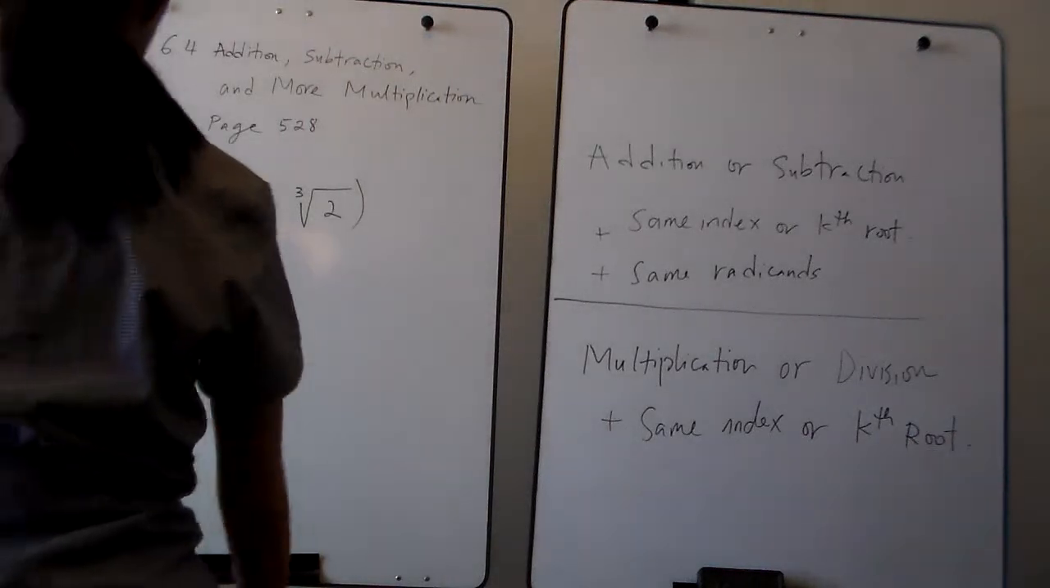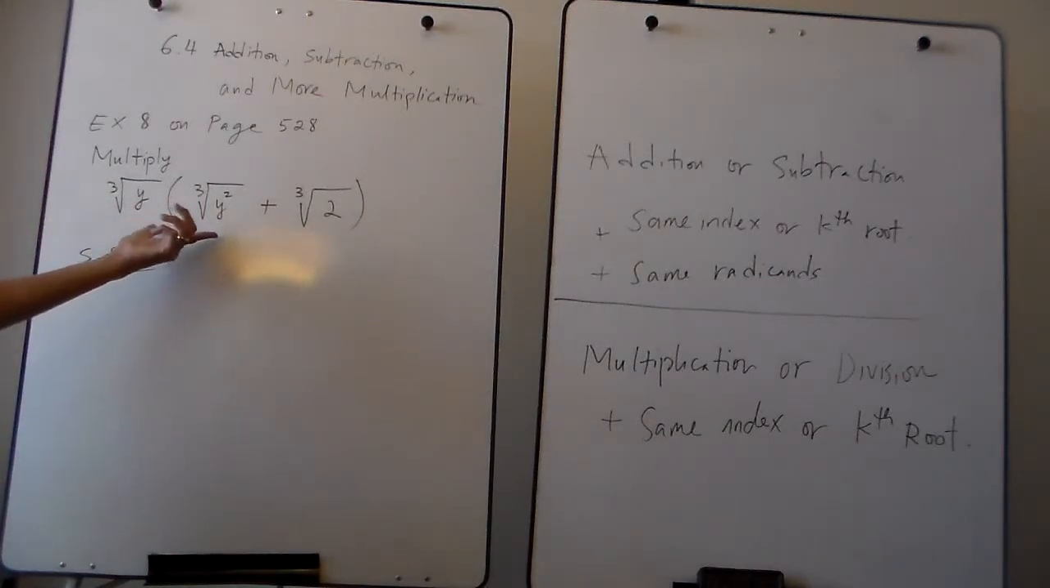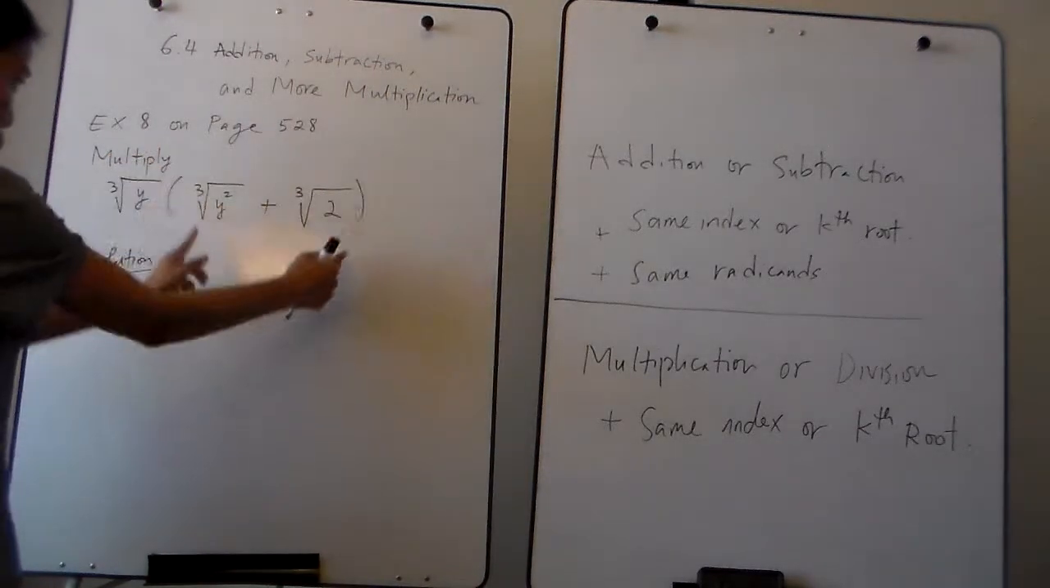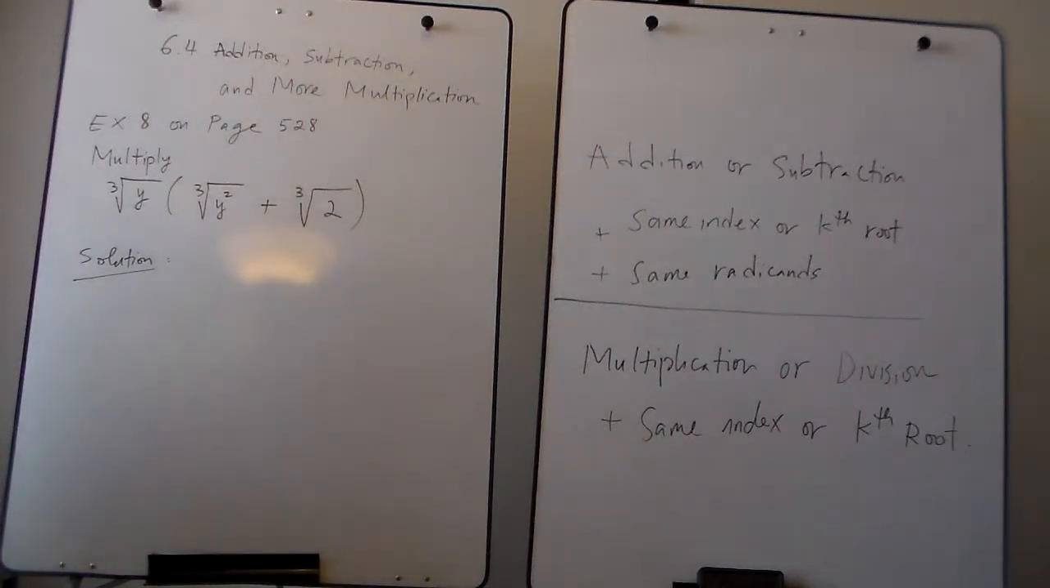Example 8 on page 528: multiply the two factors. The first factor is the cube root of y. The second factor is a whole parenthesis that consists of two terms. So to multiply this, we'll distribute. Take the first factor and multiply each term inside the second factor.